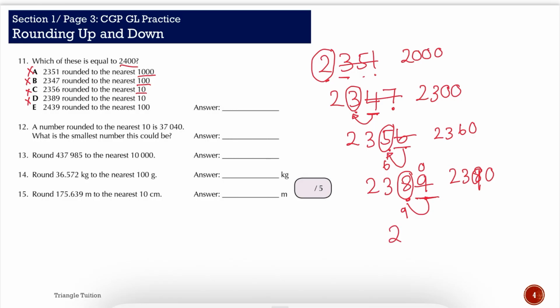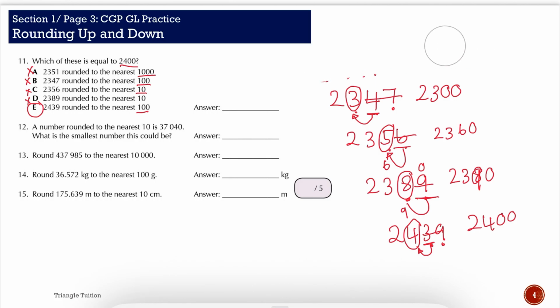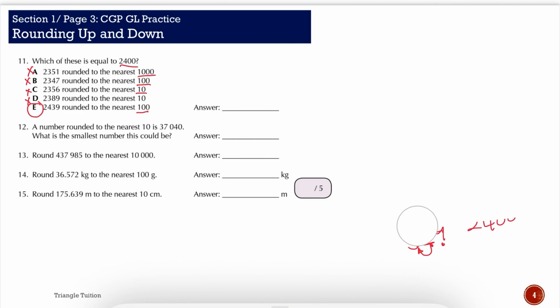The last one is 2439, rounded to the nearest 100. So ones, tens, hundreds. Let's circle it. Check the next door. It's 3. This is less than 5, so this stays the same. Then we chop the remaining. So the answer is 2400. So the correct answer is E.